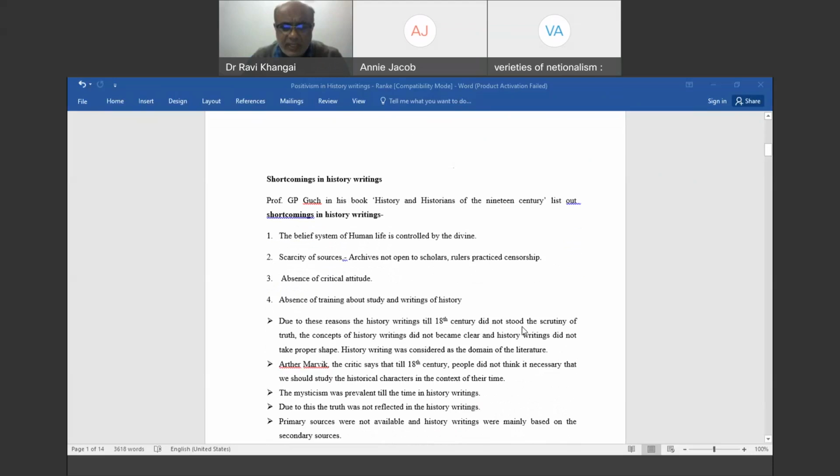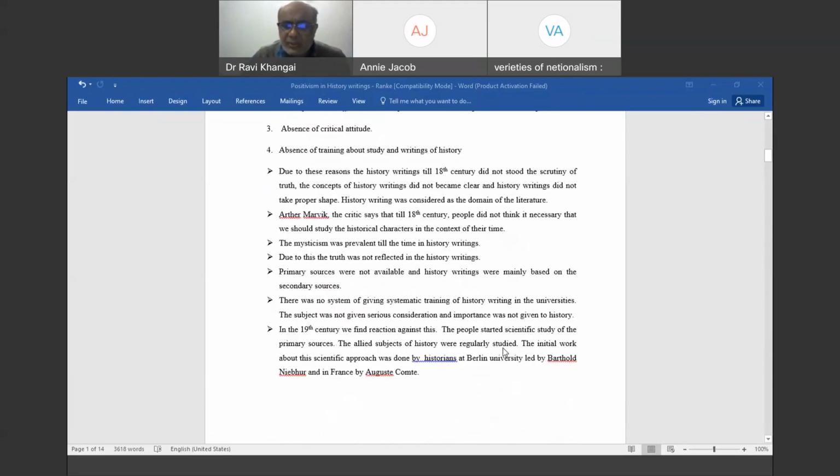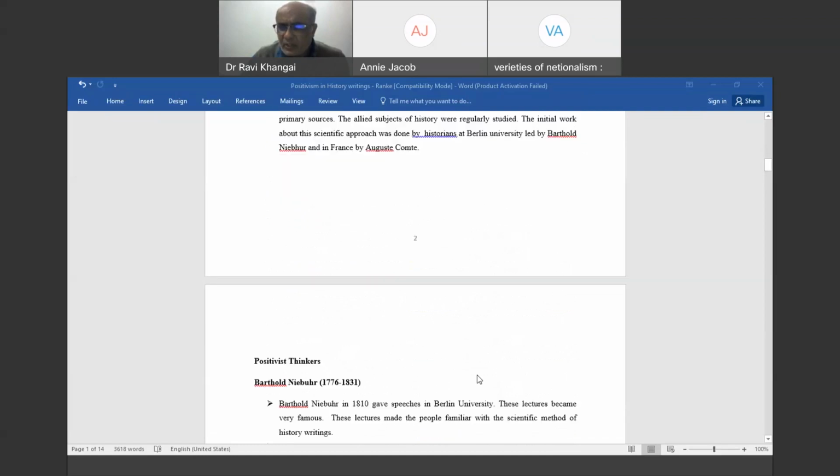Mysticism was quite prevalent, and because of all this, the truth was not being stated very clearly or very reliably. There was no systematic training for the historian, and that is the reason people like Barthold Niebuhr and Ranke tried to give shape to history and make it a profession. So you understand the background: there was a lot of romanticism. History was not based on scientific investigation of the sources. People wrote whatever they heard, and these shortcomings were pointed out, and that is how positivism emerged. They tried to remove this shortcoming from history writing.